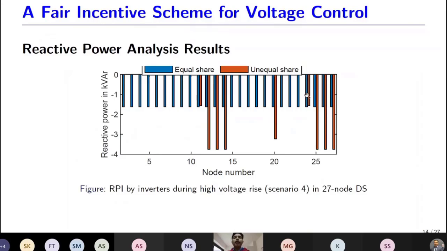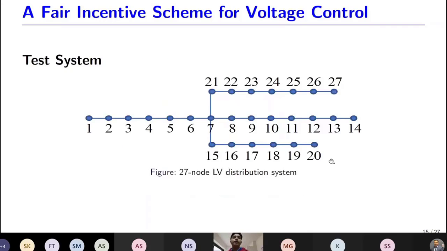This figure shows how the nodes are absorbing reactive power. When there is unequal sharing, only some inverters are absorbing reactive power. Why? Because the extreme nodes have more sensitivity. When the extreme nodes absorb the same amount of reactive power, the sensitivity is high there, so this is optimal. So these nodes are absorbing more reactive power.